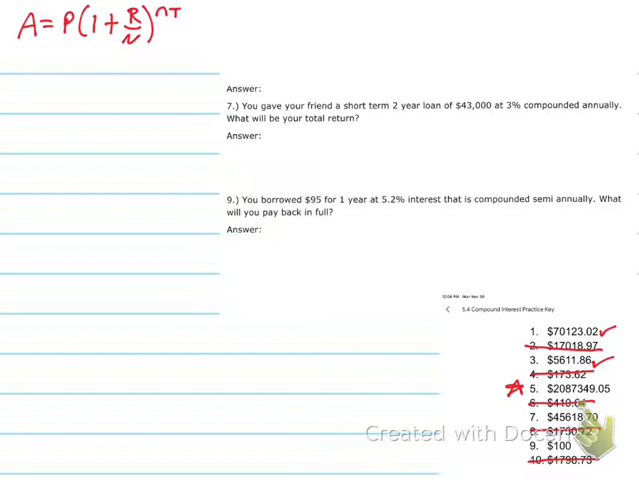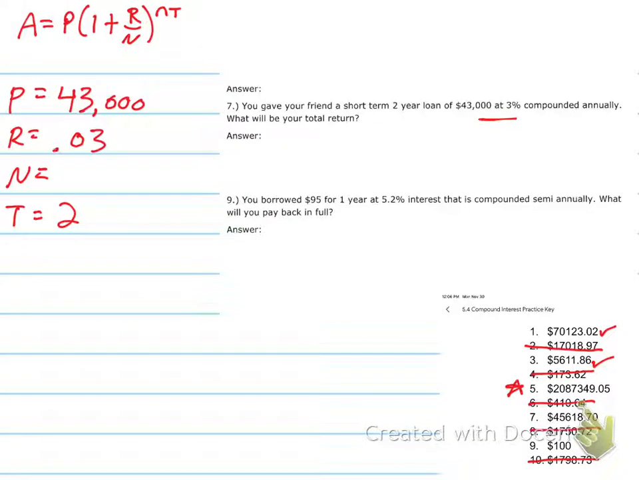And then I'm going to get my variables. So let's just read this one out loud. You gave your friend a short-term 2-year loan, so 2 years, and it's $43,000, and it's 3%, so that's 0.03. Turn that into a decimal, and it's compounded annually, so one time per year.